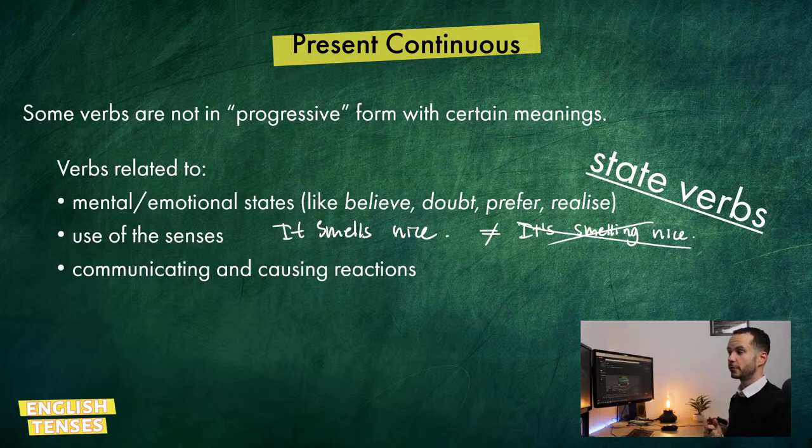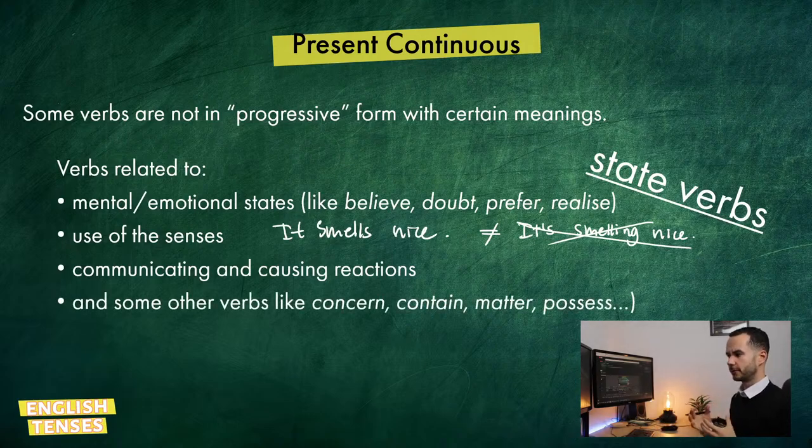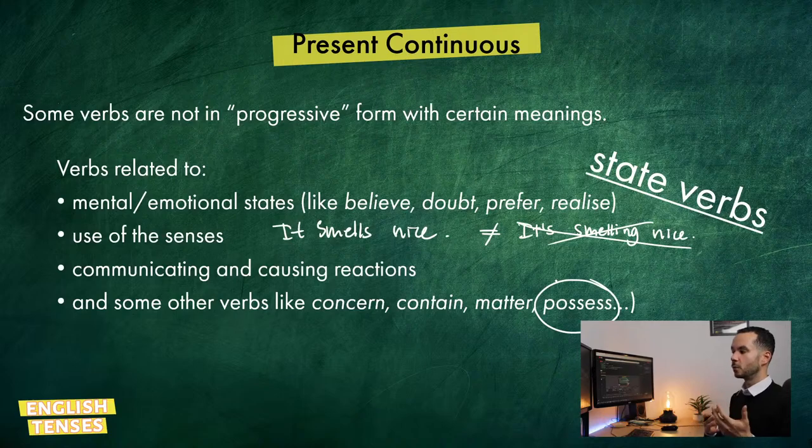The same goes for communicating and causing reactions. All right. And there are some other verbs like concern, contain, matter, and possess. So if you say something like, well, he possesses the skills, but he's not able to do it, you can't say, well, he is possessing the skill. Now, a particular context in which you can use possess in present continuous is when you say something like, that ghost is possessing that person, right? Then we're using it in a different context.